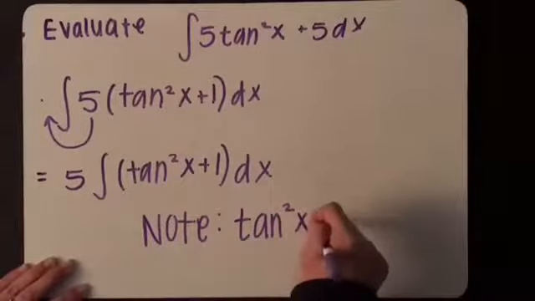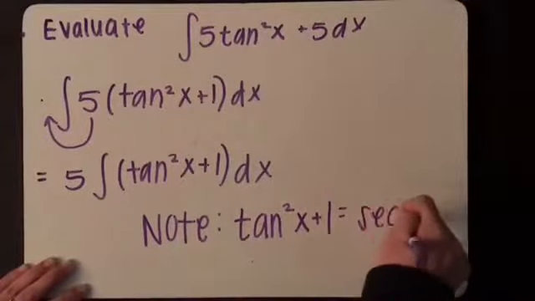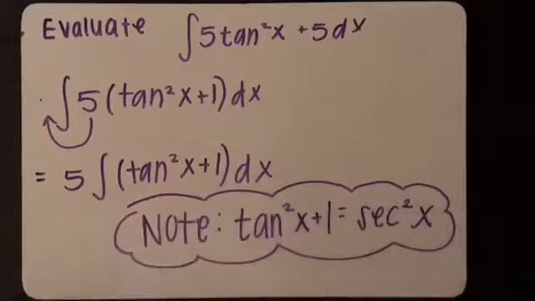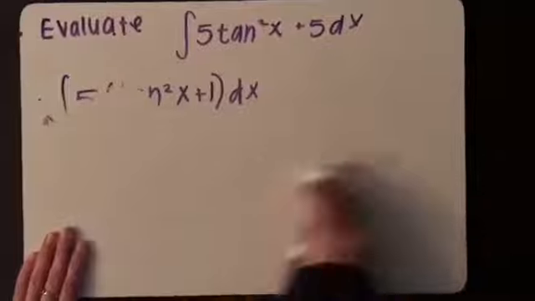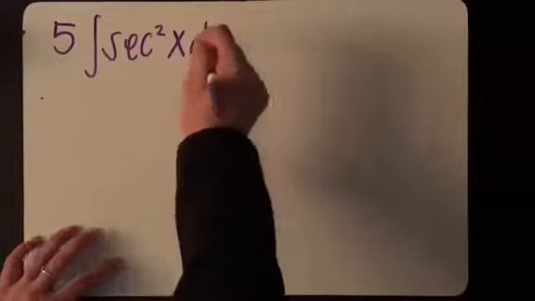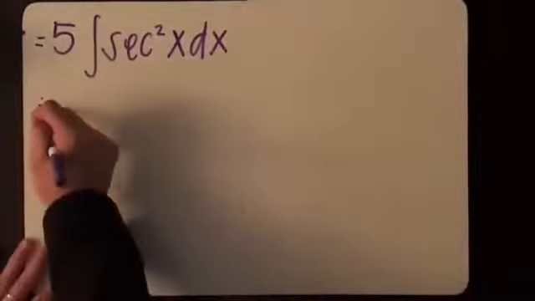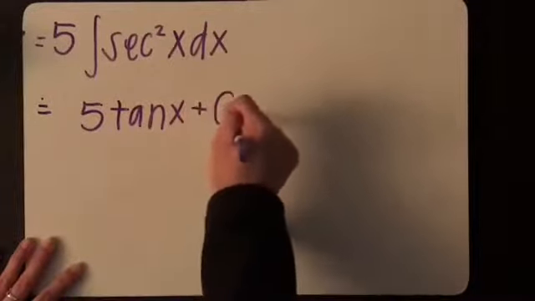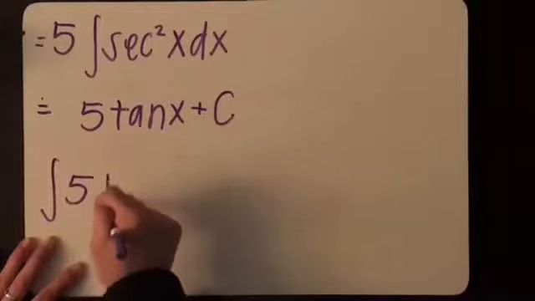We are going to use the trig identity tangent squared of x plus 1 equals secant squared of x to simplify the integral to secant squared of x. From this we get 5 times the integral of secant squared of x dx. Now we can integrate secant squared of x dx to get our answer, 5 tangent of x plus c.